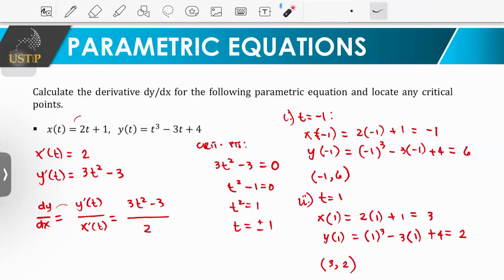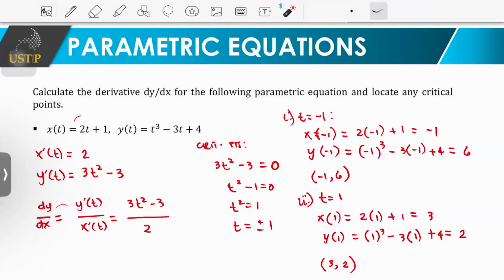What is the value of x and what is the value of y? Okay, so let's start with getting x prime and y prime. That will be the derivative, dy over dx. Okay, x prime will be from here, that will be 2. And then from here, y prime will be 3t squared minus 3. Okay, we follow again, dy over dx, that is y prime over x prime. So that is 3t squared minus 3, all over 2.